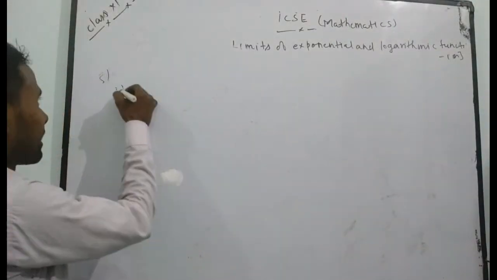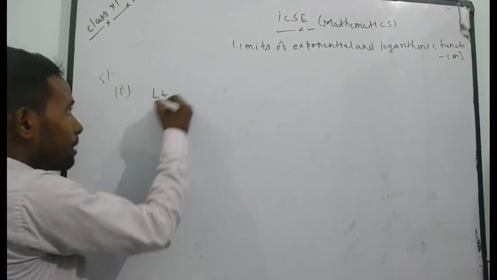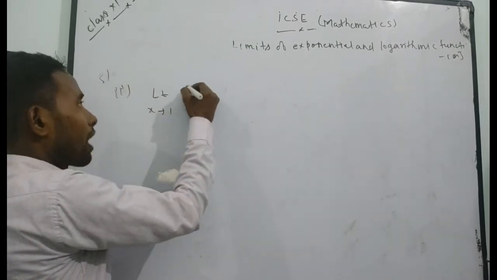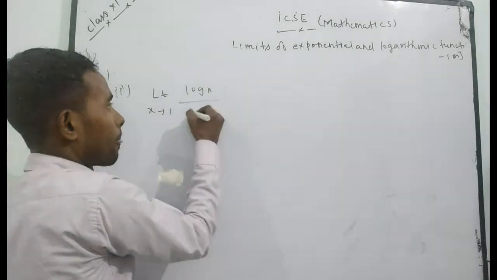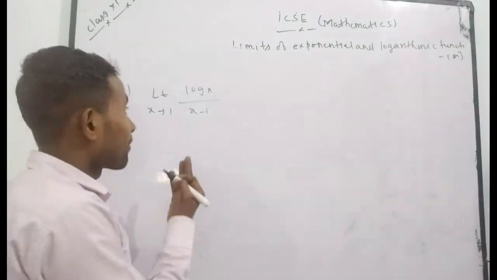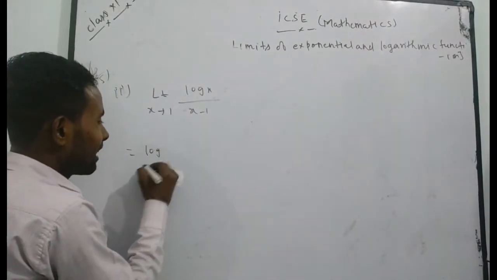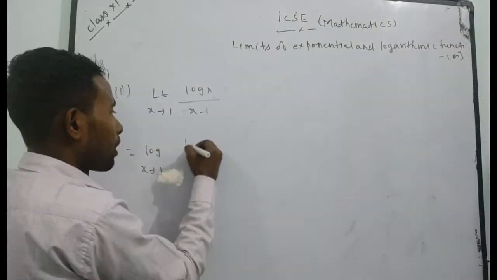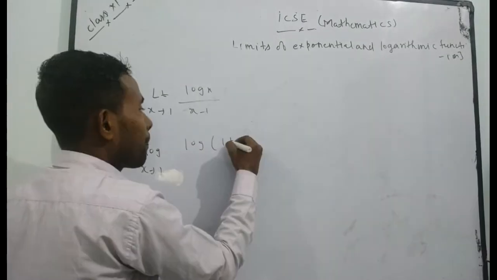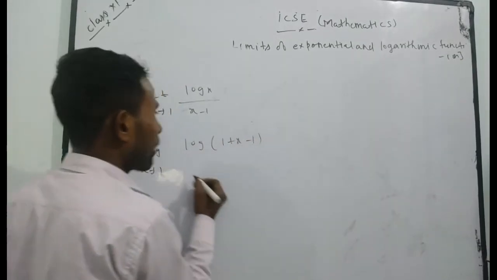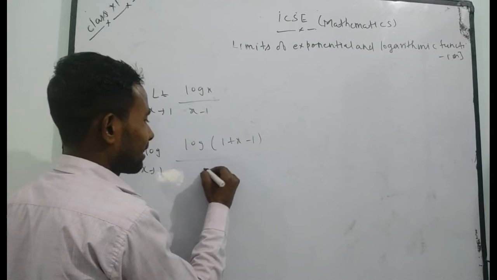Now I want to take a problem in which the given limit is x tends to 1, log x by x minus 1. Now you definitely think about this problem. How can you solve it? This is also very easy. Can you write limit x tends to 1 of log(1 plus (x minus 1)) by (x minus 1)?